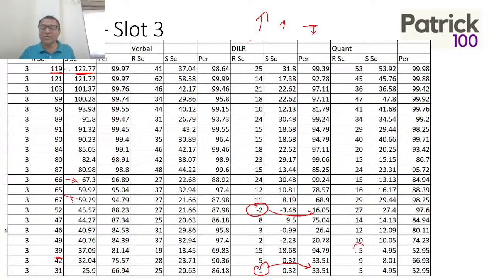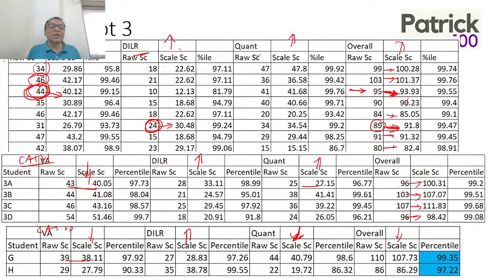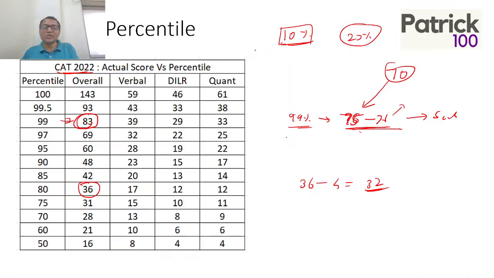For example, last year if I scored 5 marks for scaling, it would make a difference. Now let me take a different example. I'll tell you how to calculate percentile. Someone has put me as slot 3, 69 marks. If I have 69 marks in slot 3, I'm just giving an example. I'm assuming that slot 3 this year was a comparatively easier paper, so I'm assuming it will be 69 only.